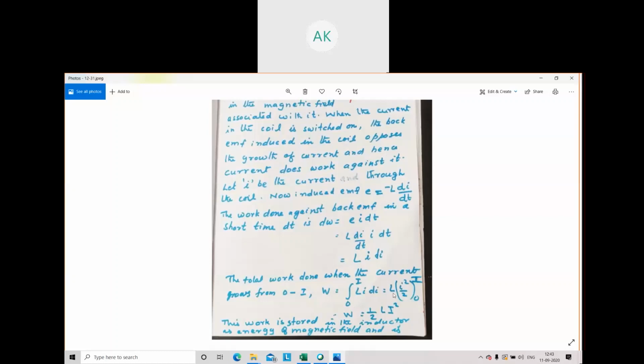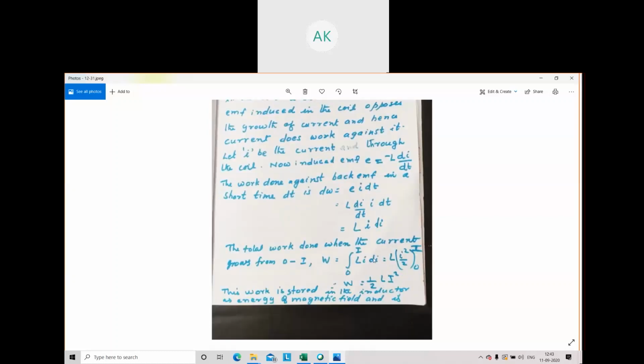L is constant, the self-inductance, so it is taken outside, and integrating I di, what do we get? I square by 2. I raised to 1, so I raised to 1 plus 1 by 1 plus 1, that is equal to I square by 2. So W equals half Li square. Work done is equal to half Li square.